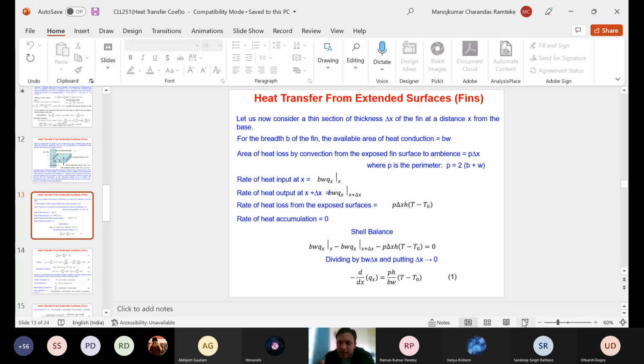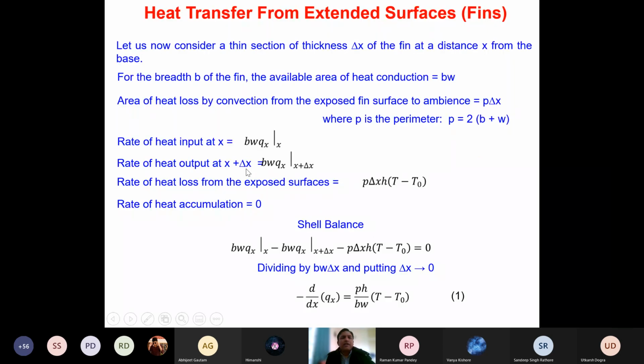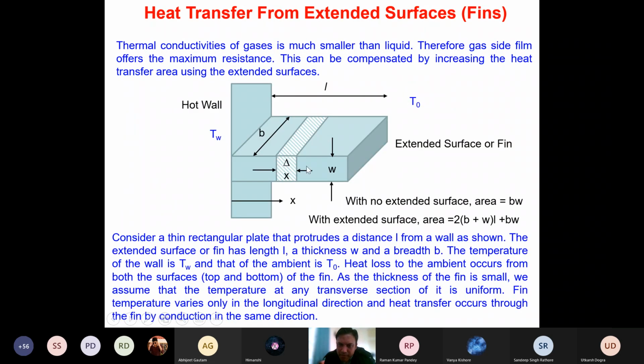Okay. So what we are saying is the rate of heat output at X plus delta X will be BW, that is the cross-sectional area. So cross-sectional area is going to remain same whether I take it here or here, doesn't matter, because cross-sectional area BW is going to be same for conduction, isn't it? So my rate of heat output by conduction here in this rectangular fin is going to be BW into qx at X plus delta X. Is it clear to everyone?